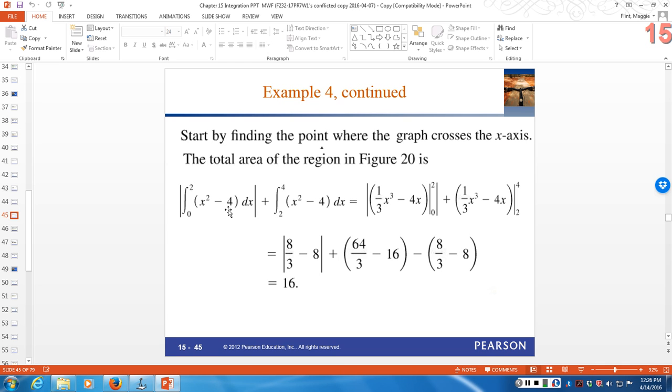And actually doing this one on the calculator is really a good idea because it lets you check the fact that the area is going to be 16. Because this area actually is negative. But they take the absolute value of it and add it to this area and you get 16.